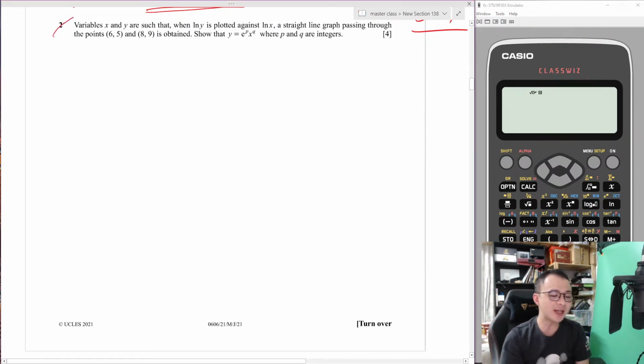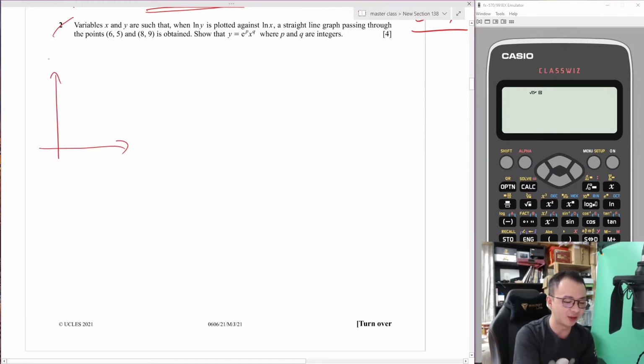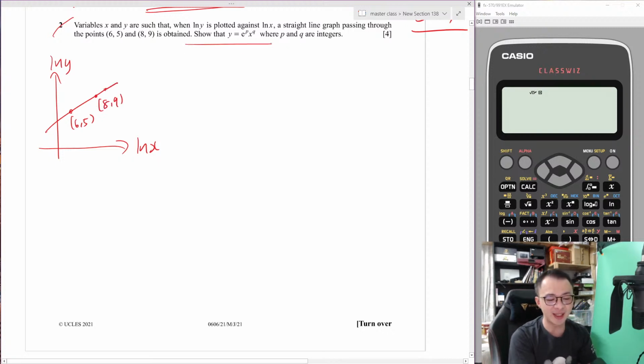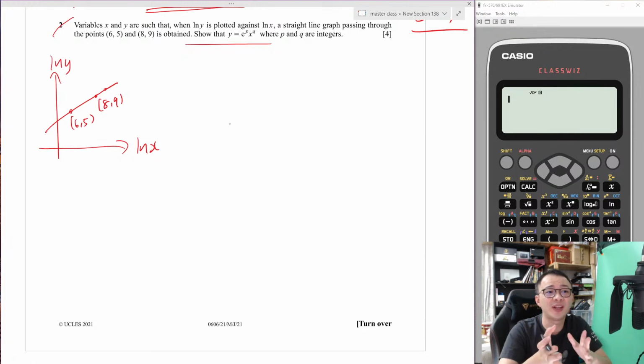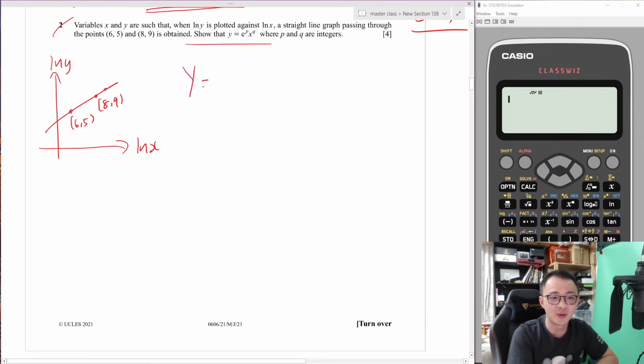Okay, so right now, this one is linear law. They give you ln y against ln x, and over here you have two coordinates: 6, 5 and 8, 9. What this question asks you to do is show that y equals e to the power of p, times x to the power of q. So what I want to do is use these two coordinates to form a linear equation, which is y equals mx plus c.